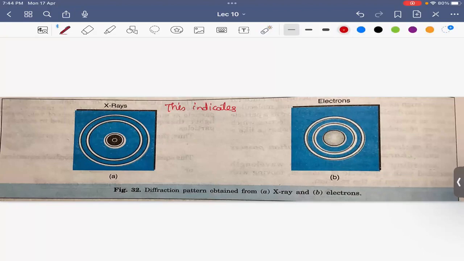This indicates that electrons behave like a wave, right? Since X-rays have wave character, therefore the electrons must also have a wave character. Moreover, the wavelengths of electrons determined by the diffraction experiments were found to be in agreement with the values obtained from de Broglie's relation, right?